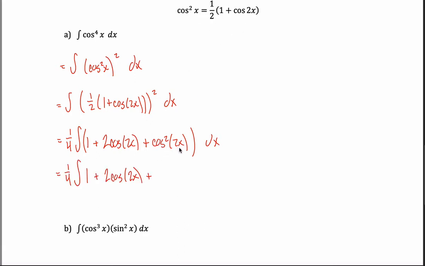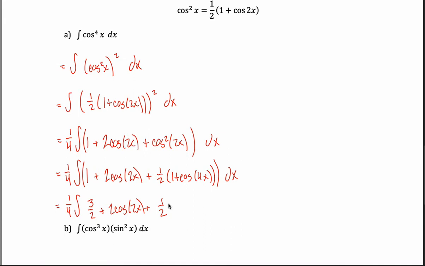Instead of writing cosine squared 2x, well, if cosine squared x is 1/2 (1 + cos 2x), then cosine squared of 2x is 1/2 (1 + cos 4x). So you probably could take the antiderivative of this whole thing, but I'm going to do one more step. I'm going to distribute this 1/2 into these parentheses. The 1/2 times 1 gives me a 1/2, which I'll add to this 1. So that gives me 3/2 instead of 1, plus 2 cos 2x, plus 1/2 cos 4x dx, because the 1/2 has to hit the cosine of 4x also. That's just to make my antiderivative step a little bit easier.